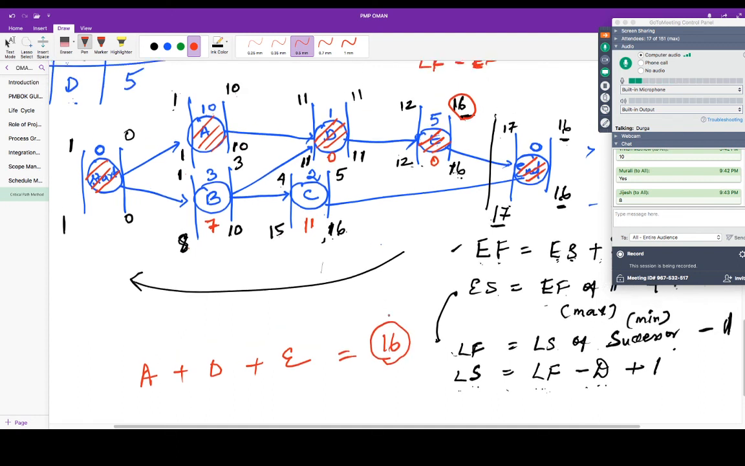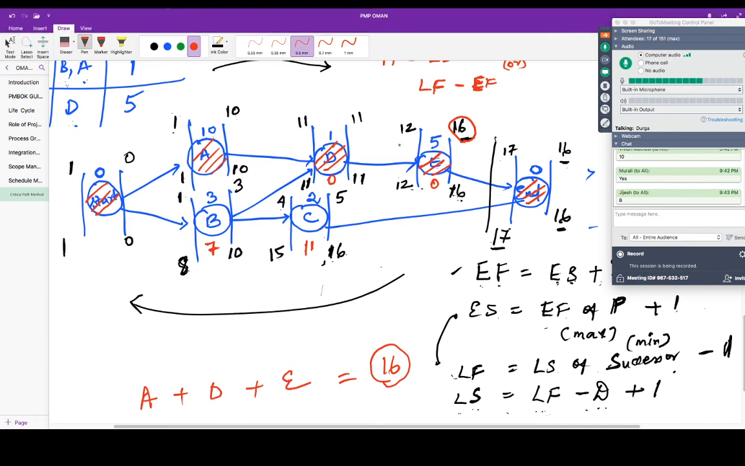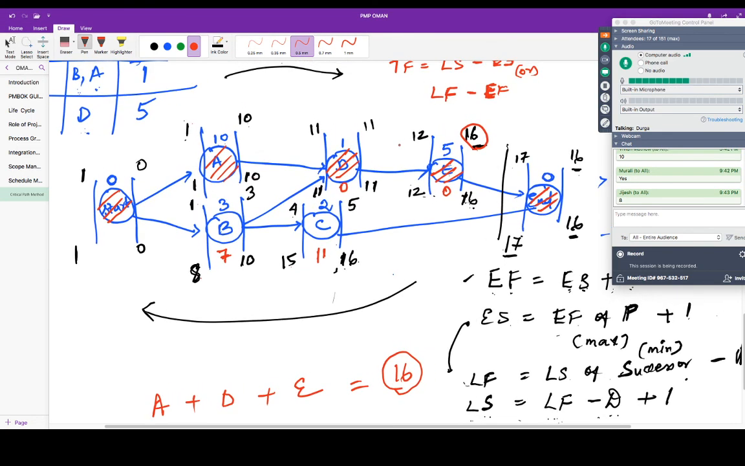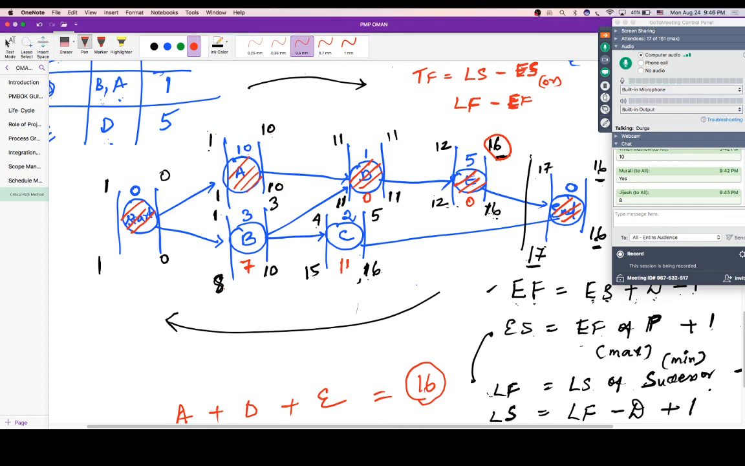Do you get it? So I'll stop here. Tomorrow I'll give you a problem. Try to solve this problem, and then tomorrow we can take a little more concepts like free float. Small concepts are there, we'll finish that. Do it yourself, and when you do it you will really get the detail of it.